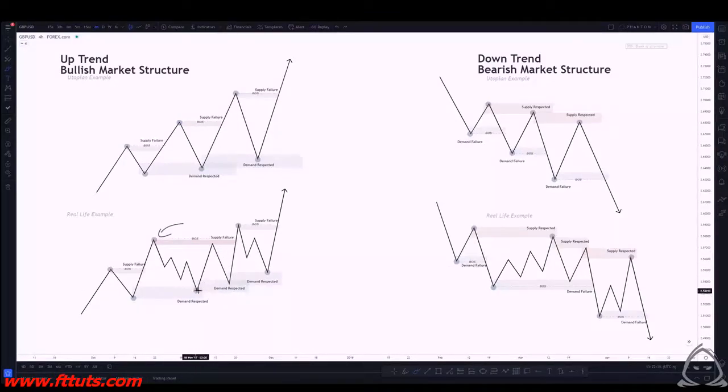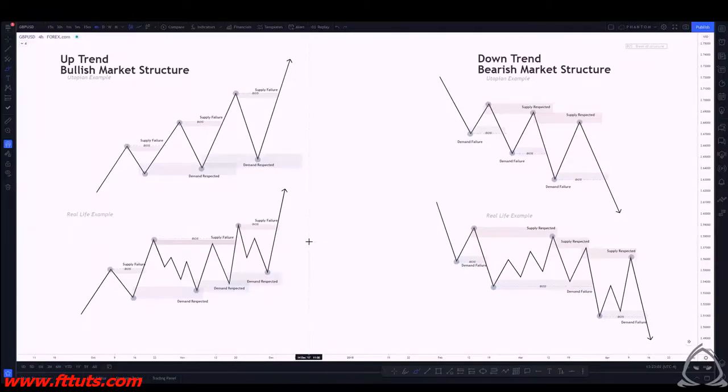And what we can see is this newly created demand zone from the initial reaction to the upside is respected, and price moves to the upside, breaking supply, making supply fail, creating a higher high. And then what we see is price create a new supply zone as it creates a pullback or a retracement. We tap back into the newly created demand zone.